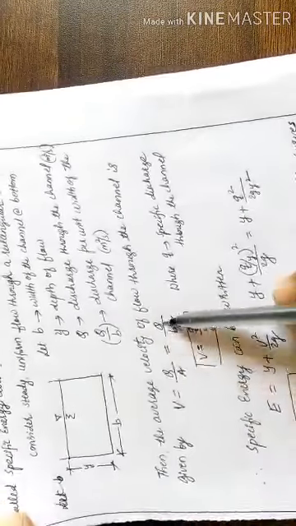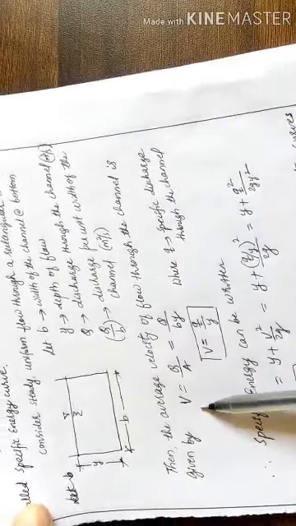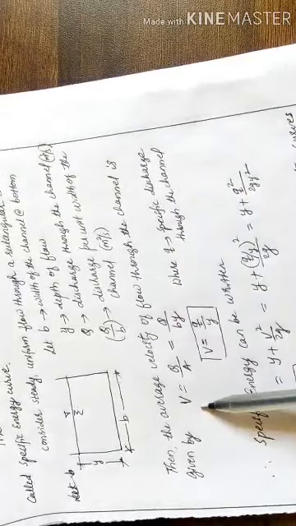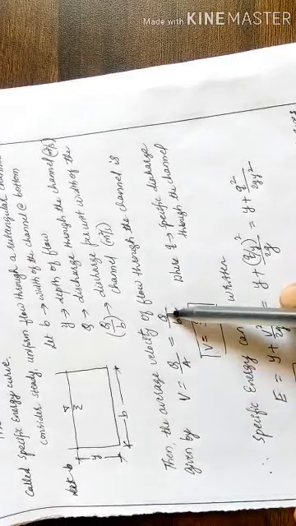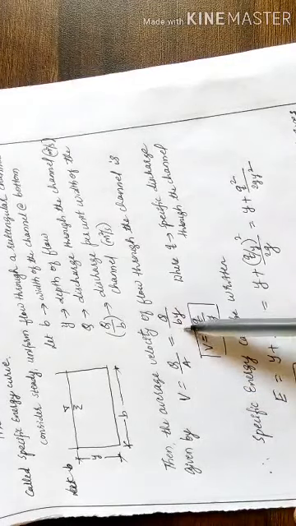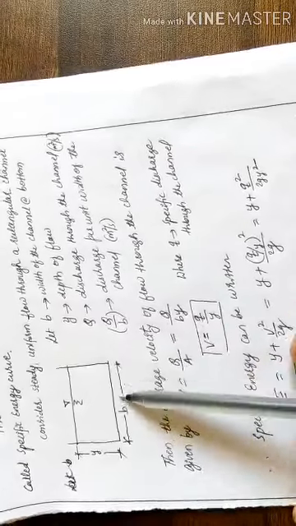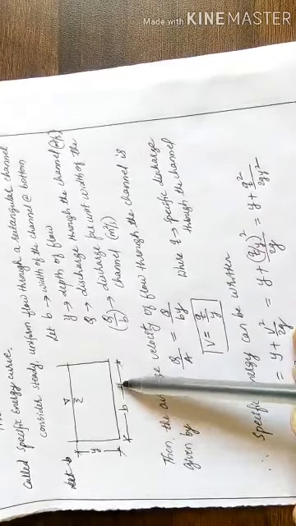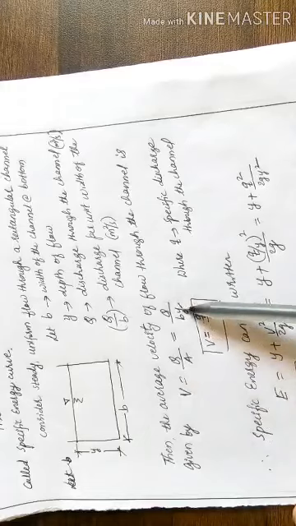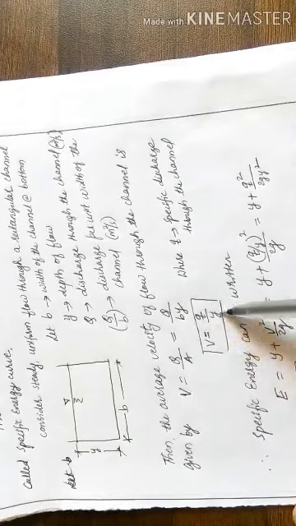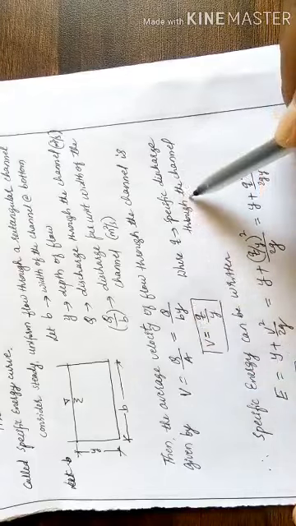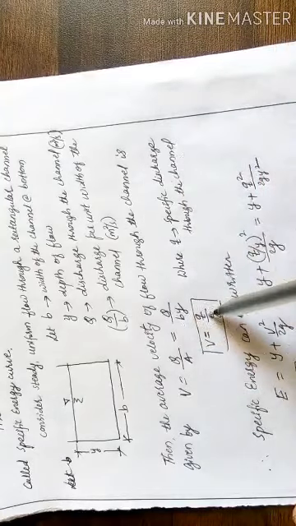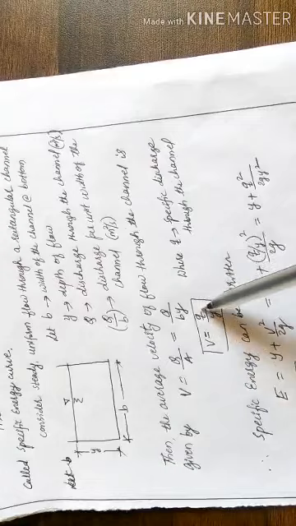Then the average velocity of flow through the channel is V equal to Q by A. Substituting the area B into y for the rectangular channel, V becomes q by y, because Q by B is the specific discharge, that is the discharge per unit width, which is taken as small q.